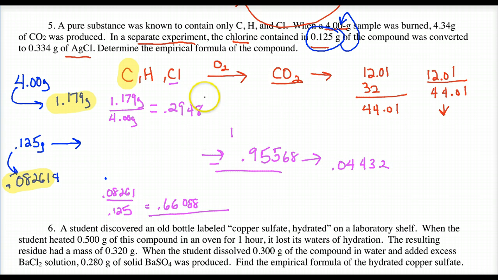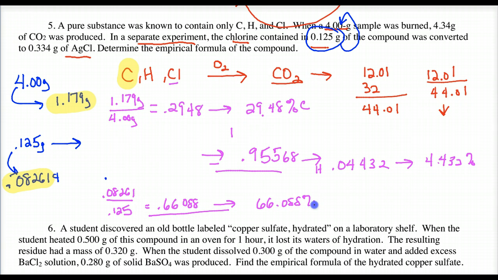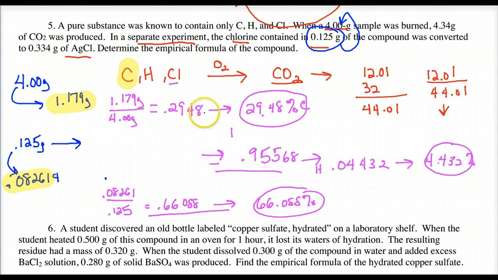Okay, obviously, let's convert this to percentages. This is 29.48% carbon. This is 4.432%. Who's that third one? That's your hydrogen. And this, of course, is your 66.088% chlorine. All right, now we've got our percentages. You can now start working on the empirical formula.